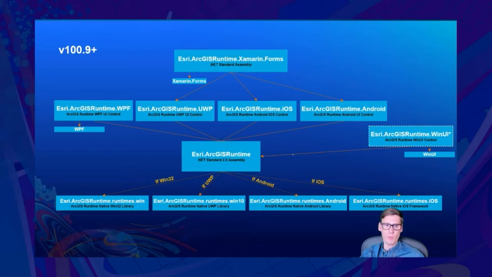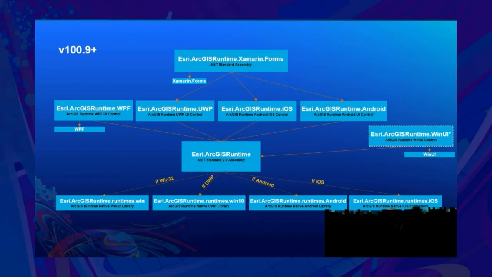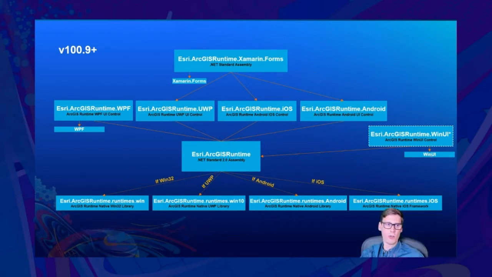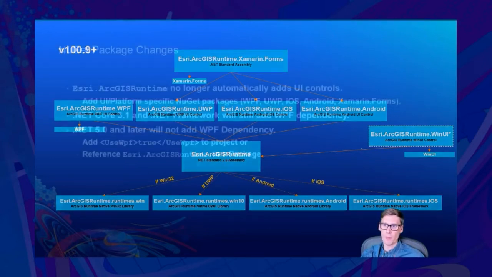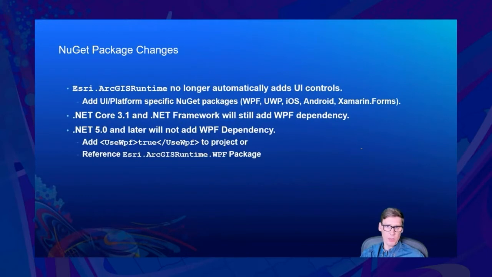But by referencing this, you might be building either a Win32 app or a UWP app, but you're not using anything from WPF. So there's no way this will force you to reference all the WPF assemblies as well, just because you want to build a UWP app. So this is something to really keep in mind, that the runtime common NuGet package no longer just adds the UI controls. You have to do that very explicitly to add that reference.